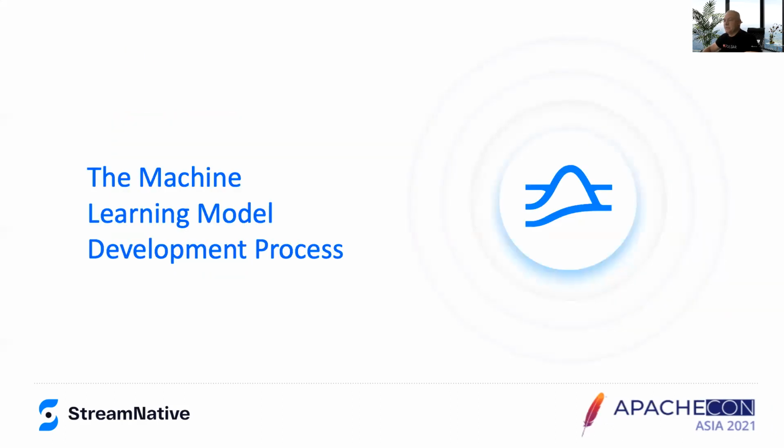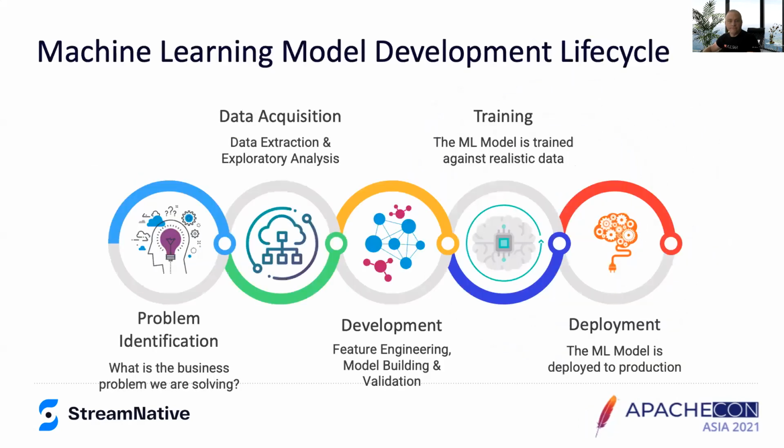Let's begin this discussion with an overview of the machine learning model development process itself and how Pulsar Functions fit into that overall process. As you can see from the slide, the machine learning model development lifecycle really consists of 5 separate phases that occur in an iterative process. It begins with problem identification. Specifically, what is the business problem we're trying to solve when using this machine learning model? What is the intended goal that we're trying to achieve?